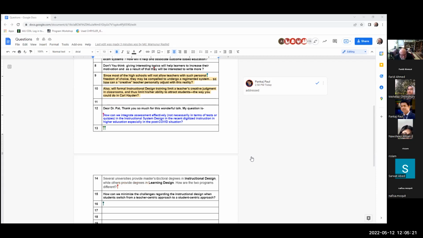How can we minimize the challenges regarding instructional design when students switch from a teacher-centric approach to a student-centric approach? Wow, that is, of course, one thing that we worry about and deal with at AIU. I don't know if you can minimize the challenges from that, but what we've tried to do at AIU through instructional design is develop the showcase and the liberal arts workshops to change the mindset of the young scholars to think of themselves as scholars rather than students. So they have a paradigm shift. That old term from the 1980s and 90s, a paradigm shift, is important.